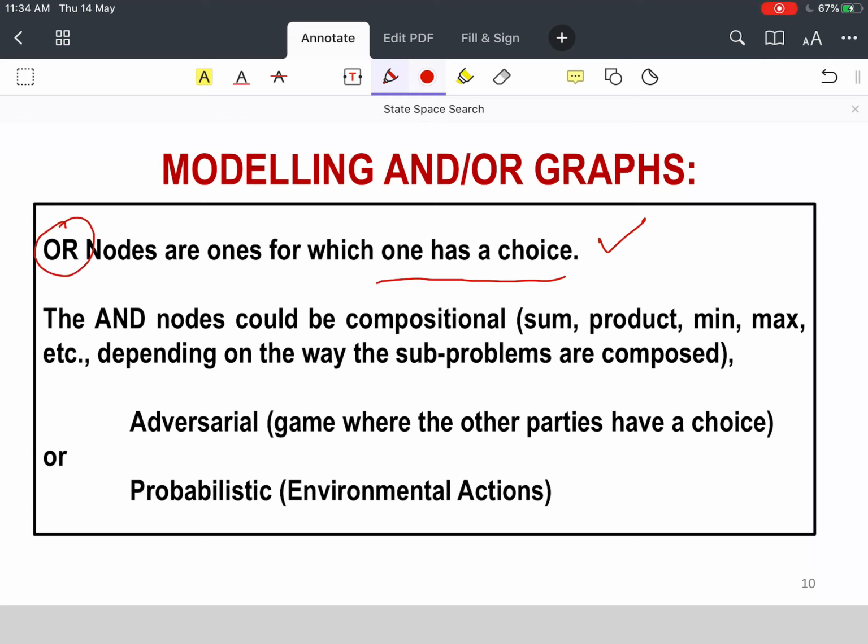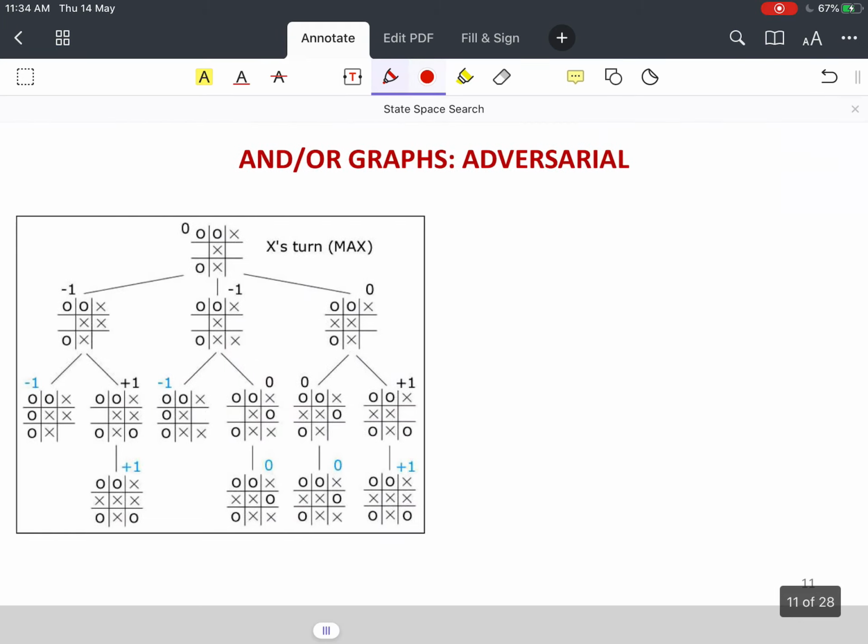So while these are OR nodes where the player who is actually the solver of the problem can make a choice, we have the AND nodes where the player does not have a choice and the player has to take into account scenarios where somebody else makes the choice. Let us see some examples. This is the famous noughts and crosses game. We all know this is the famous noughts and crosses game. And here there are two players, player 1 and then player 2, then again player 1 and then player 2.